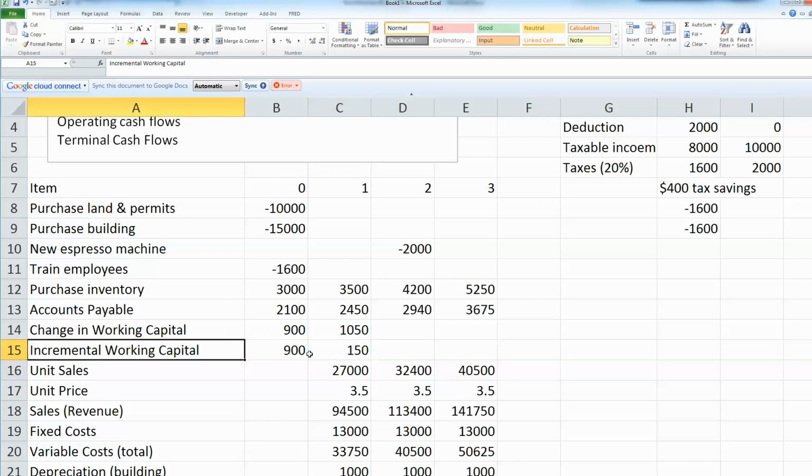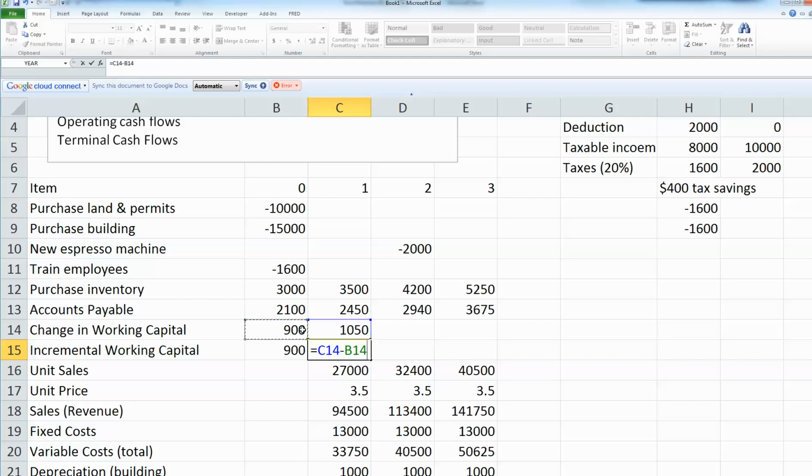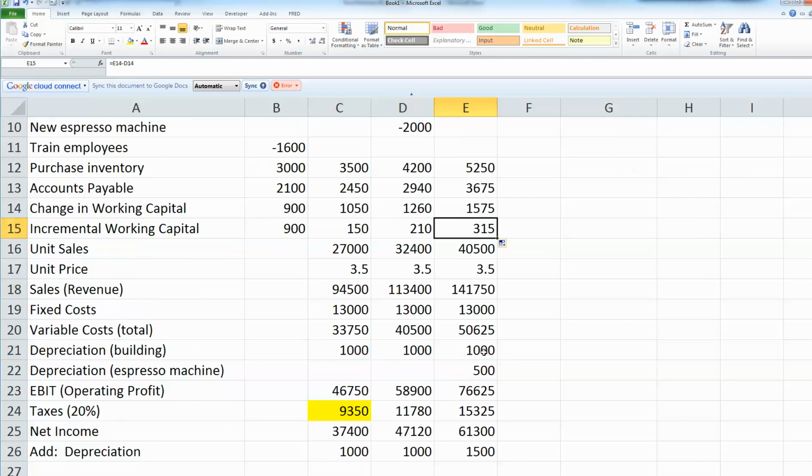So I calculate the incremental working capital by taking the change in working capital and subtracting the change in the previous year's working capital. And I actually subtracted the wrong thing. I need to take the change in working capital for the current year, subtract the change in working capital for the previous year. And then I can copy that across. And this is the working capital number that I care about, my row 15.